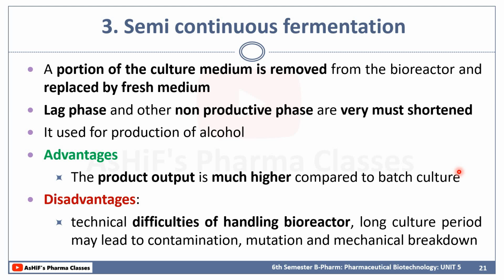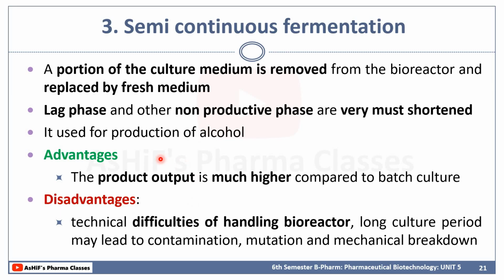But in case of semi-continuous fermentation, a portion of culture media is removed from the bioreactor and replaced with fresh media. So the lag phase and other non-productive phases are very much shortened by using this kind of semi-continuous fermentation, and it is mainly used for the production of alcohol by fermentation process.